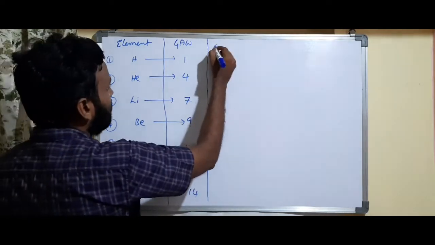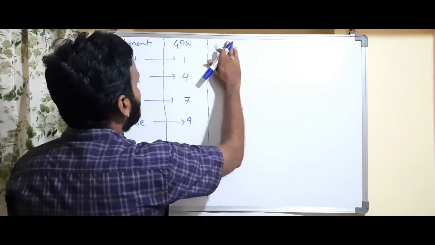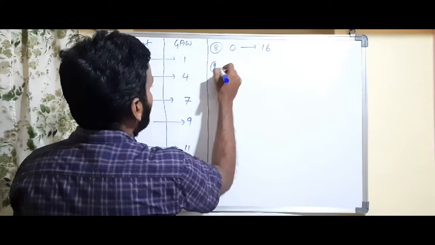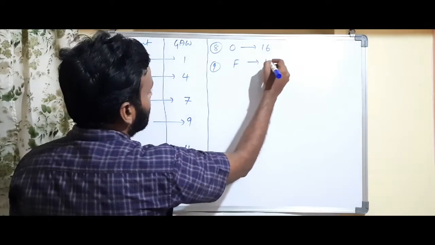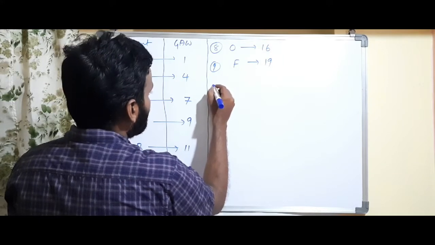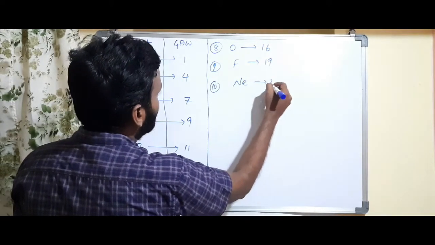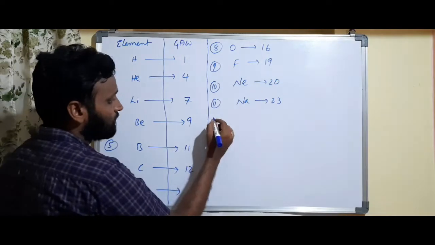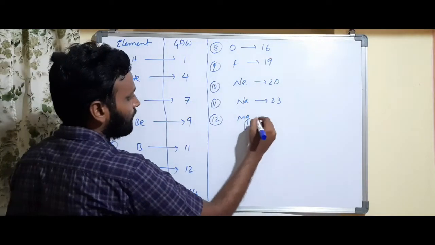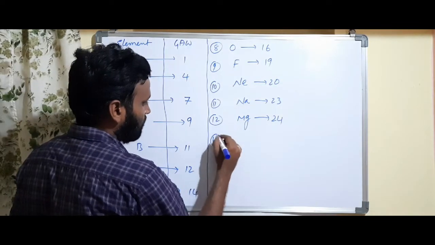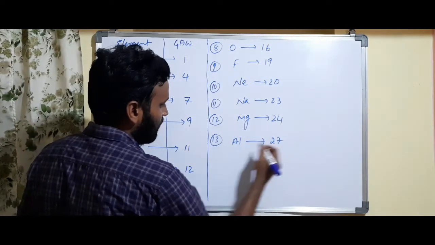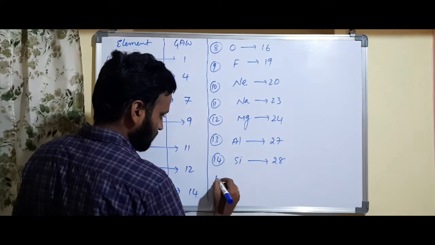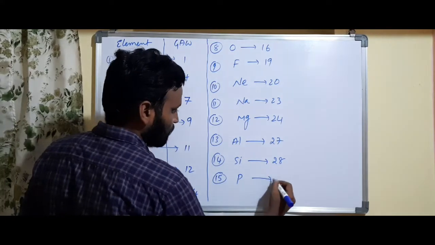And next, the eighth element, who is the eighth element? Oxygen. Oxygen atomic weight 16. Ninth, fluorine is around 19. Next, 10, neon is 20. And 11, sodium 23. Atomic weights I am writing, you also must write. And 12, magnesium atomic weight 24. Next 13, aluminium is 27. And next 14, silicon is 28. And next 15, phosphorus 31.